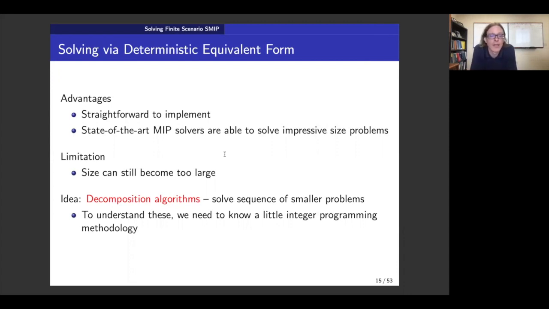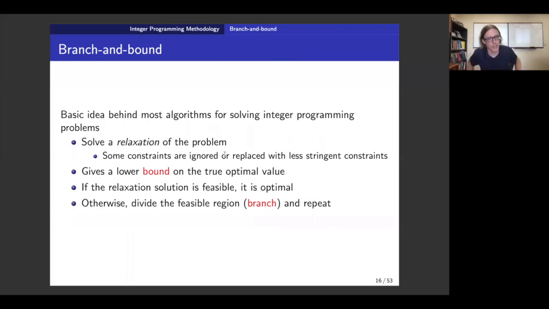And so the idea then is to move on to decomposition algorithms. We're going to solve a sequence of smaller problems, and have an algorithm that brings the results together to hopefully converge to an optimal solution of the overall problem. Before we can describe the stochastic integer programming decomposition algorithms, we have to know a little bit about integer programming methodology in general, because we need to understand how these fit into that. So I'm going to start with a bit about general integer programming. If you're an expert in that, you can relax for the next few minutes.